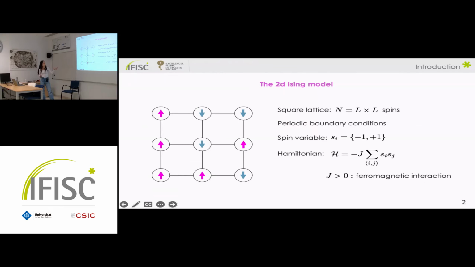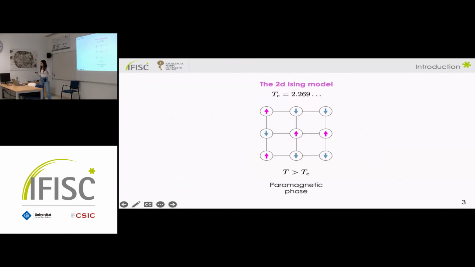Okay, so the Ising model is a model of interacting magnetic spins. We have a square lattice with n spins and periodic boundary conditions, and we assume that each spin can take the values -1 or +1, and the energy of this system is given by this Hamiltonian here. We assume that the coupling constant J is positive, so that the interaction between the spins is ferromagnetic and the system minimizes its energy when the spins are aligned.